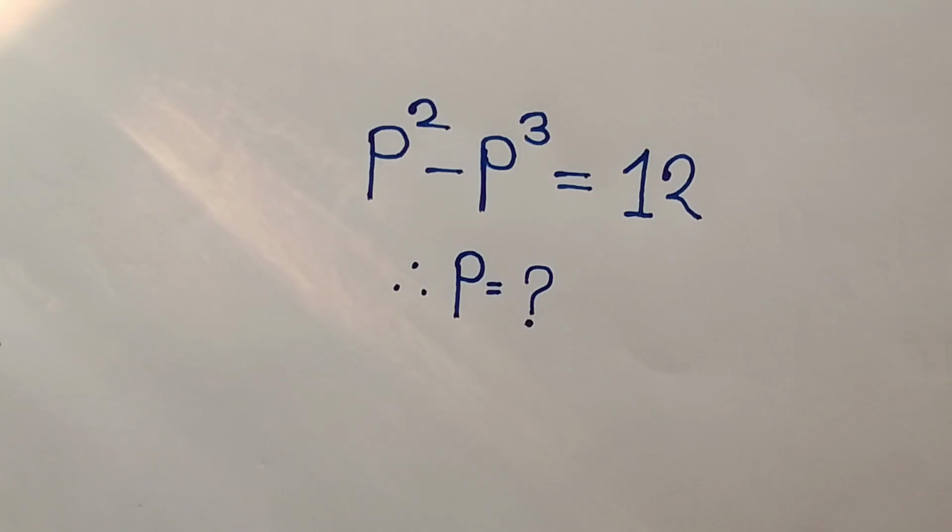Hey, can you solve this exponential equation in under 30 seconds? P square minus PQ equal 12. Then what's the value of P?